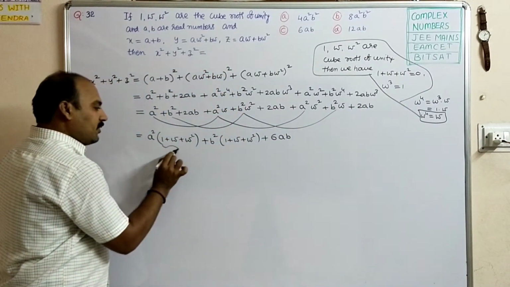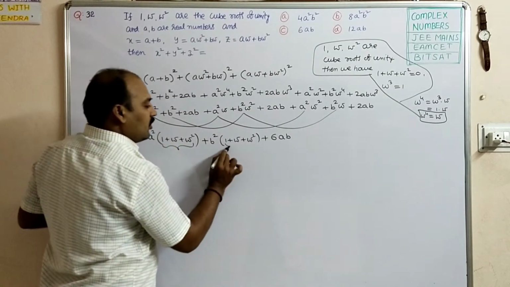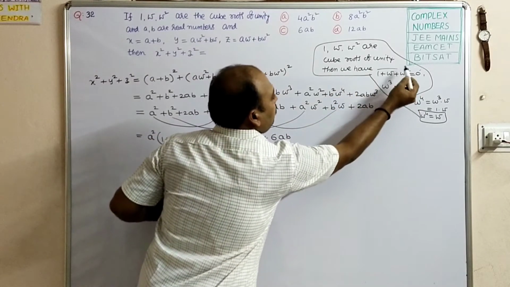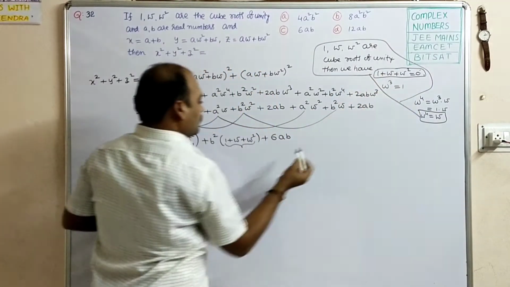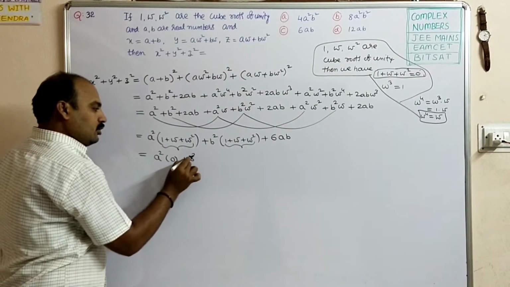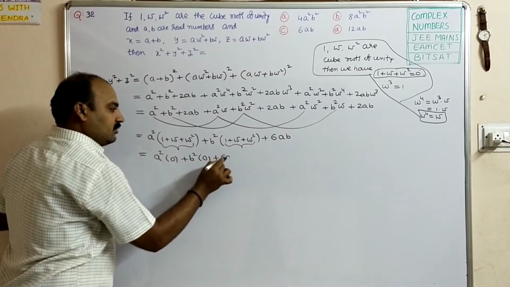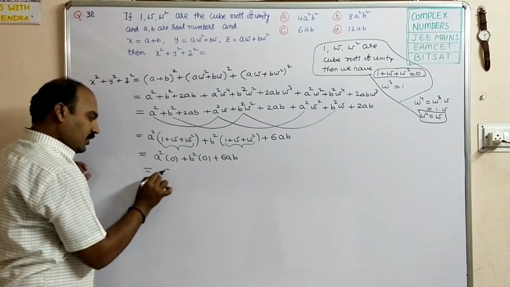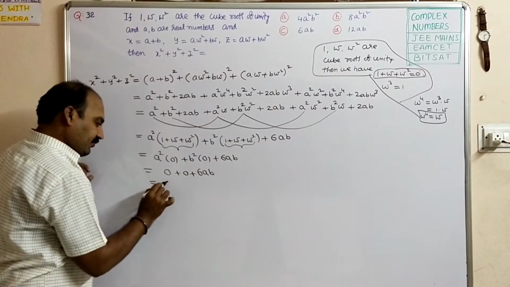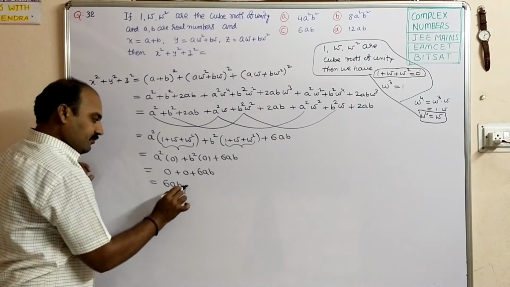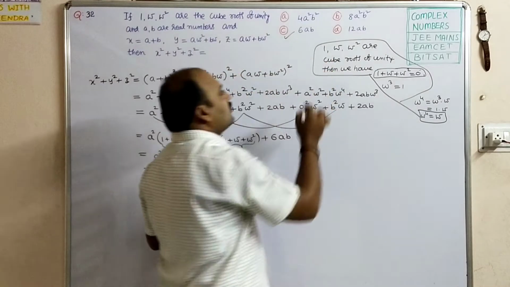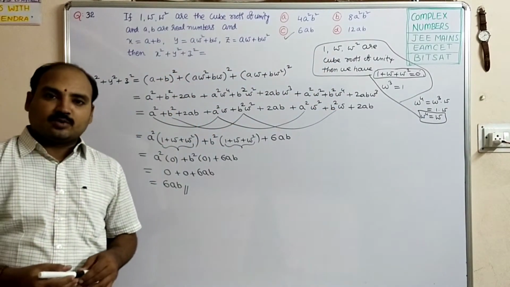We know that 1 plus omega plus omega square, the value is 0. So a square into 0 plus b square into 0 plus 6ab. So ultimately 0 plus 0 plus 6ab, the answer is 6ab. So x square plus y square plus z square value is 6ab, which is there in the third option. So we will move to the next question.